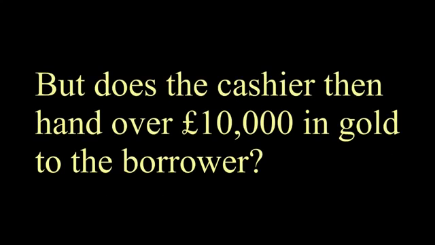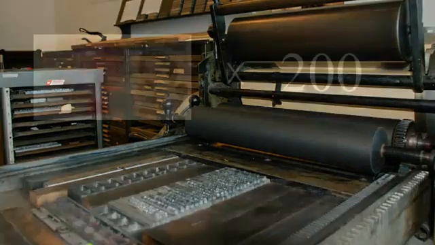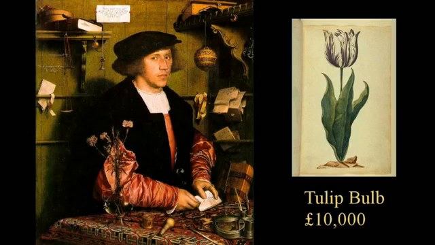But does the cashier then hand over £10,000 in gold to the borrower? No. What the cashier does is use the printing press of the Bank of England to generate £10,000 worth of paper money. This could be in the form of £250 notes, for example. Once they are printed off, they are then handed over to the borrower, and he walks out of the bank, no doubt with a careful plan to spend the money on something.